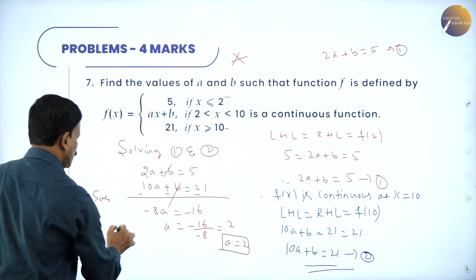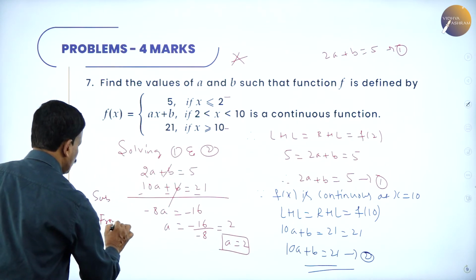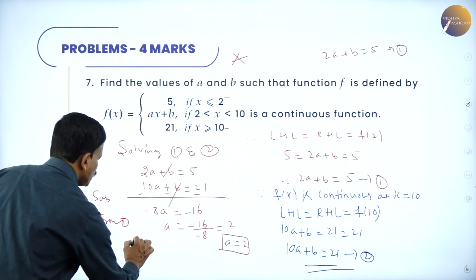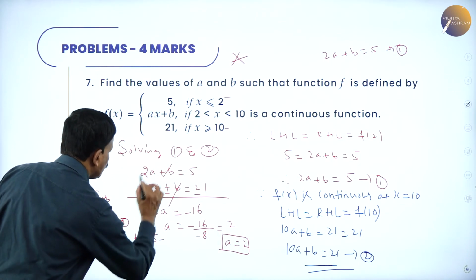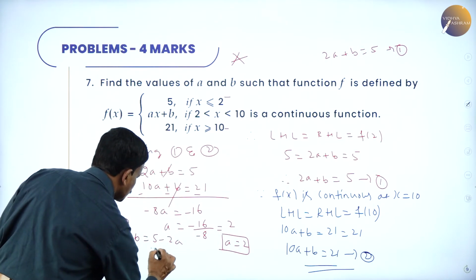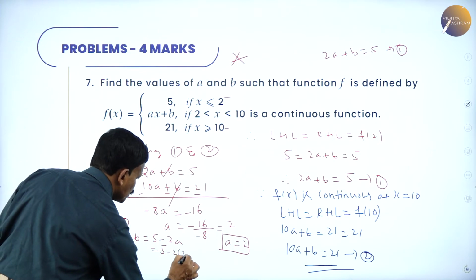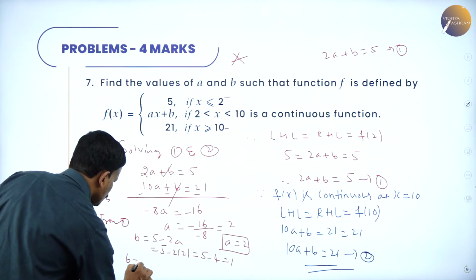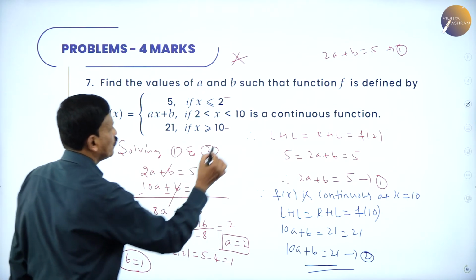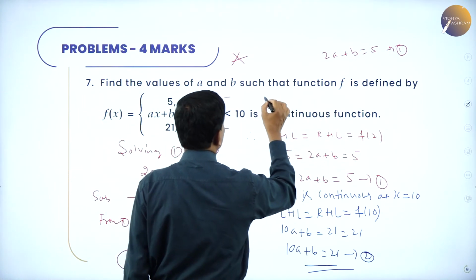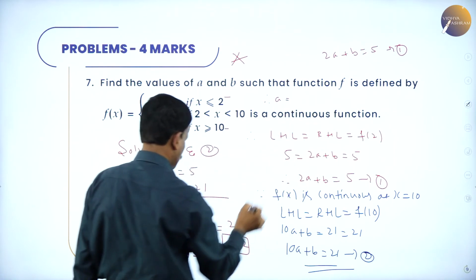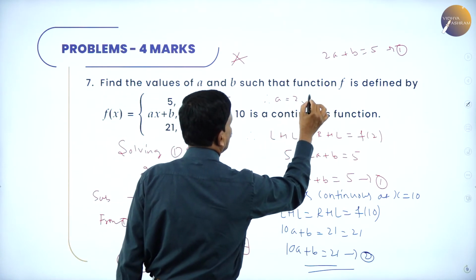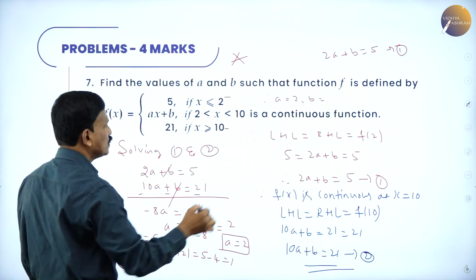Substitute this value in any one of these equations. From 1, what is b? b is equal to 5 minus 2a. So, this is 5 minus 2 into a, which is 2. This is 5 minus 4 is equal to 1. b is equal to 1. So, therefore, for this function, a is equal to 2 and b is equal to 1.